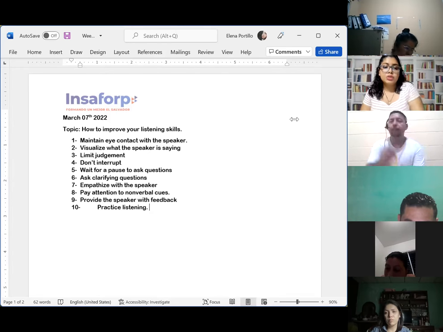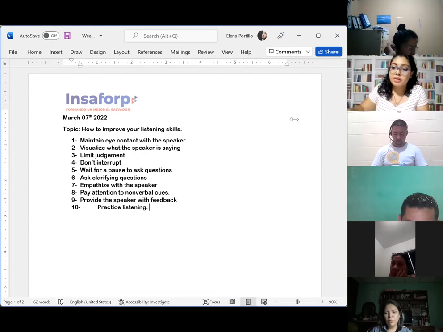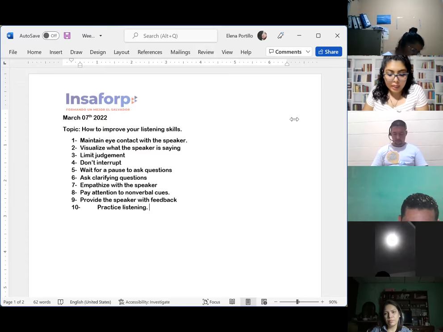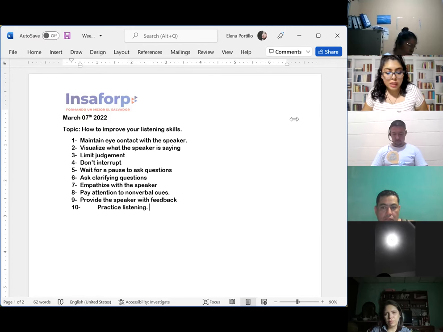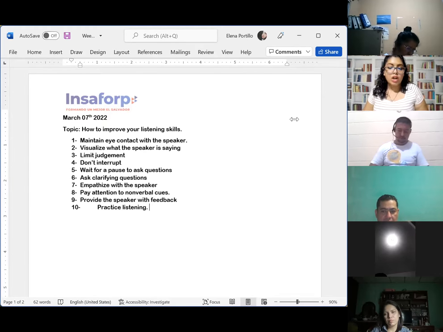Number 8, pay attention to nonverbal clues. Most of the communication that takes place between individuals is nonverbal. You can learn a great deal about someone through their body language and tone of voice when they are communicating with you. It is easy to detect boredom, enthusiasm, or irritation on someone's face when they talk, depending on their eyes. Also the way they position their arms and shoulders. Therefore, listening also includes paying attention to nonverbal cues. It helps you make inferences about what a person actually means when they are talking to you.